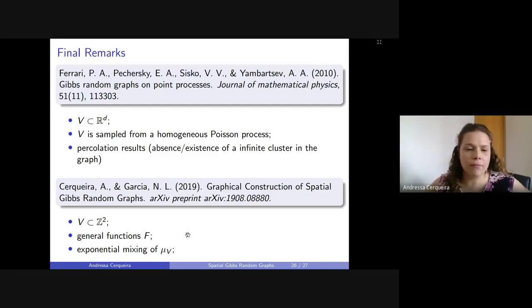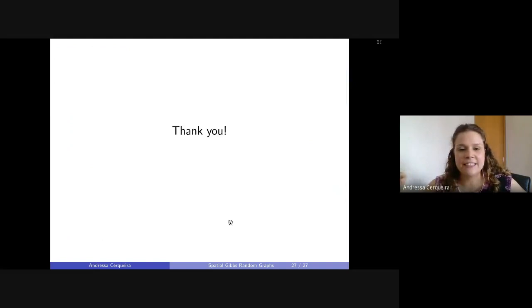And we also have more results about the mixing time of the measures in EV. We have some central limit theorems, but I didn't put them here today, otherwise it would be crazy. That's all for today. Thank you.